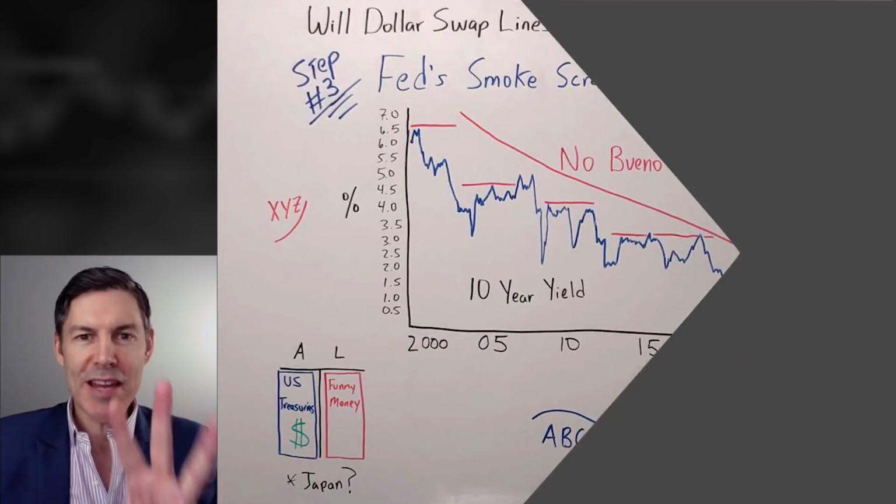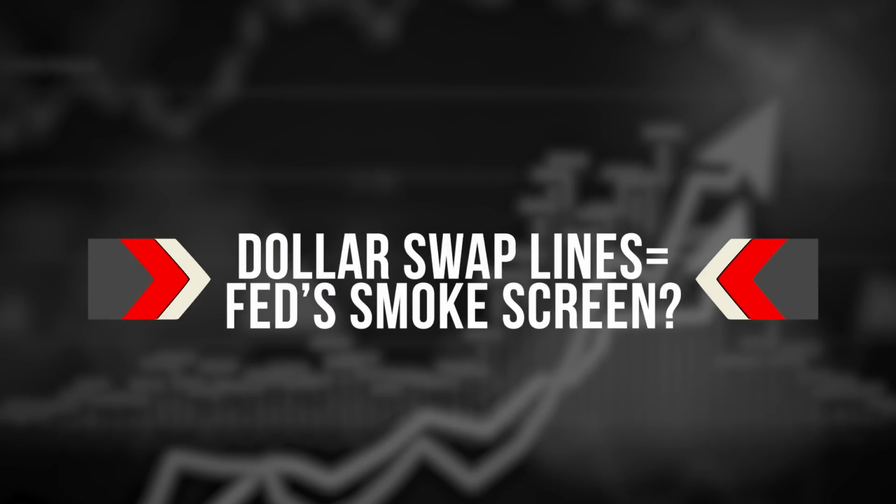Step number 3. Could the dollar swap lines just be the Fed's smokescreen they're using to pull the wool over your eyes?